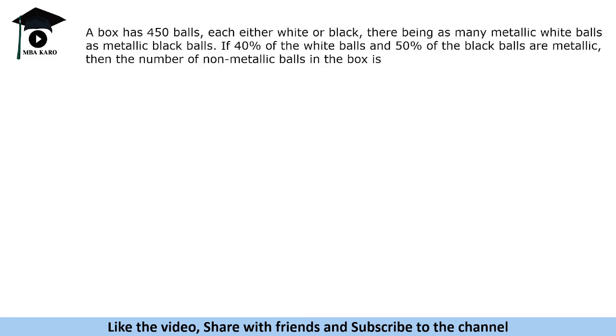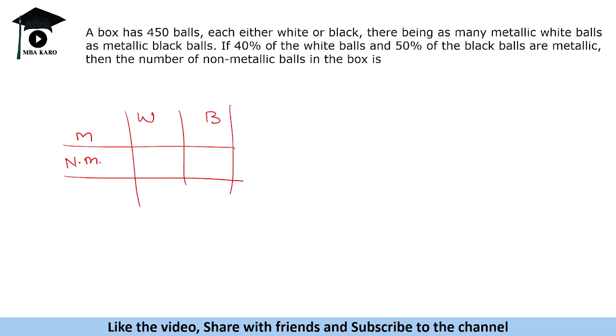Next question. A box has 450 balls, each either white or black, there being as many metallic white balls as metallic black balls. If 40% of the white balls and 50% of the black balls are metallic, then the number of non-metallic balls in the box is. So we have white balls and black balls. Some of them are metallic, some are non-metallic, and the grand total is 450.